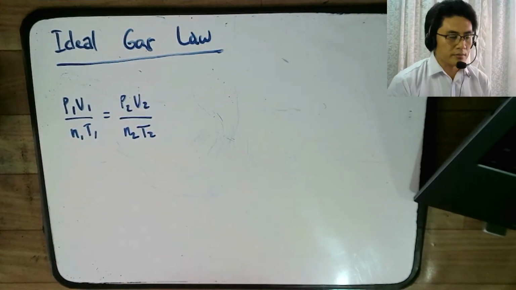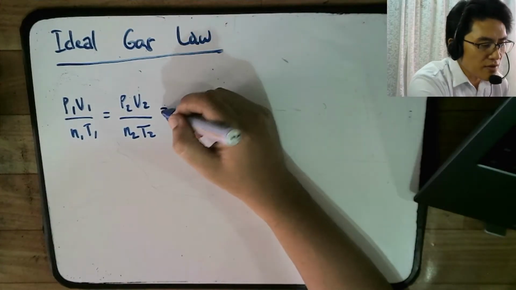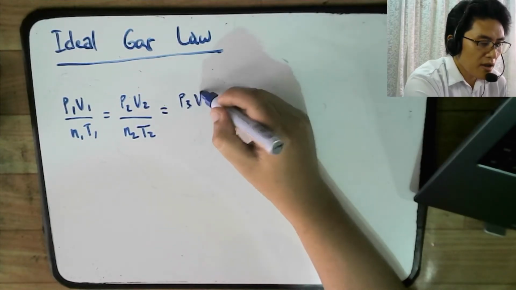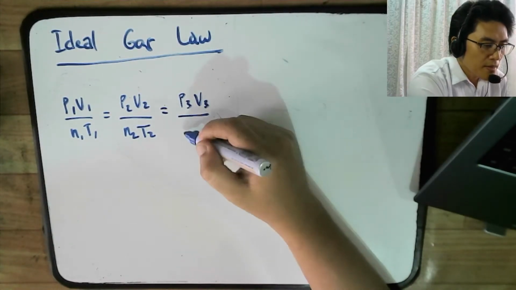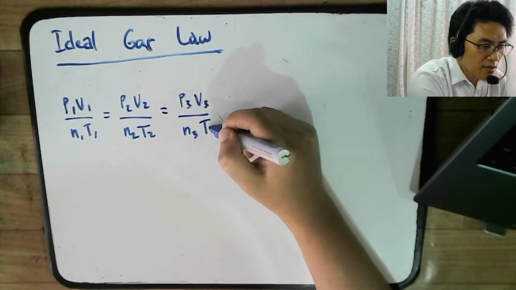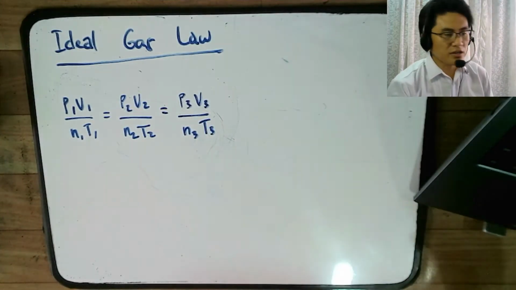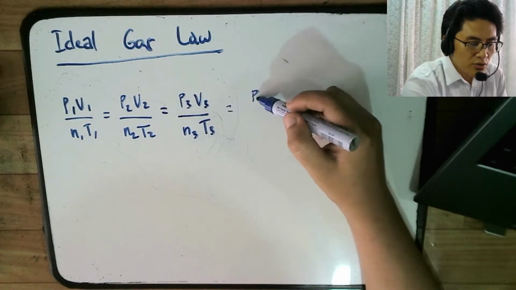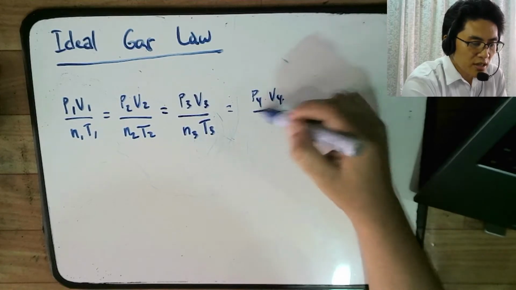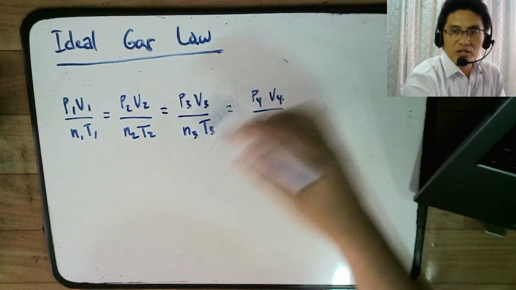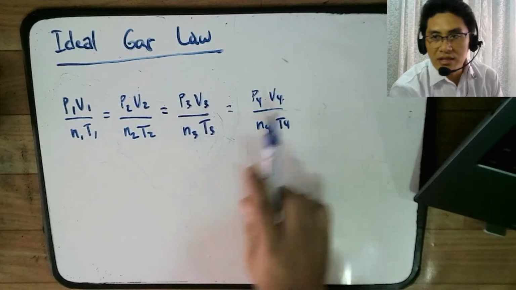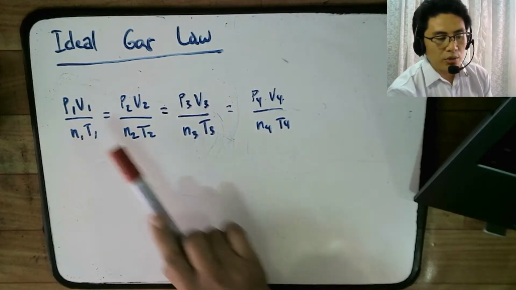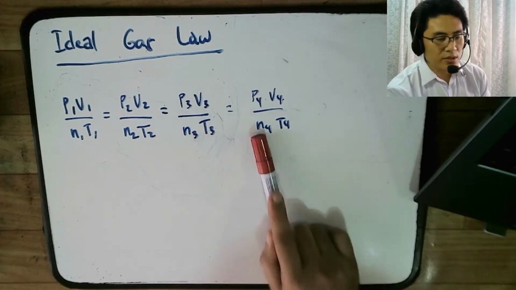However, notice that if I change everything, if I change the P into another state, then I can also change the V into another state, the N into another state. So this could keep on changing. I could go on to 4 states like this. Notice that whatever the change is, they are always equal. So what does that mean? That means that this is equal to that, is equal to that, is equal to that.